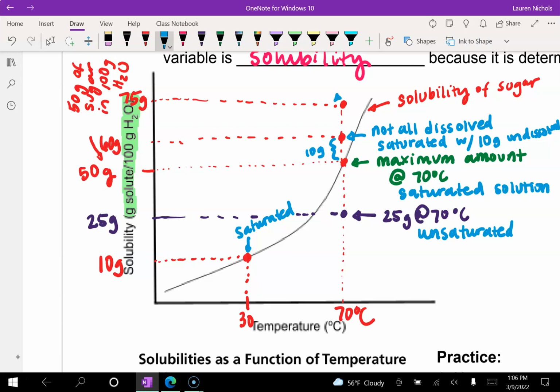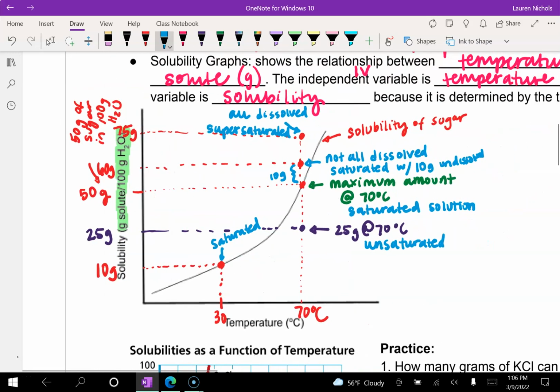But if they tell you, like this 75 grams, if they tell you they added 75 grams and it's all dissolved, that means it wasn't always at 70 degrees Celsius. It used to be at a higher temperature, and then they've cooled it down. And so that would be a supersaturated solution. So the only way to be supersaturated is if there's more than the maximum in there and it was all able to dissolve. Okay, so that's the key feature there.